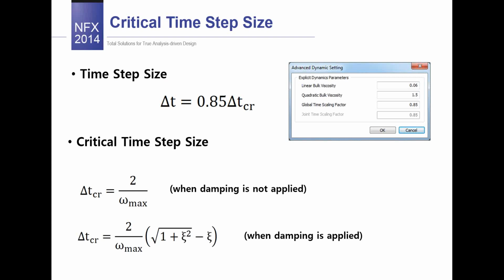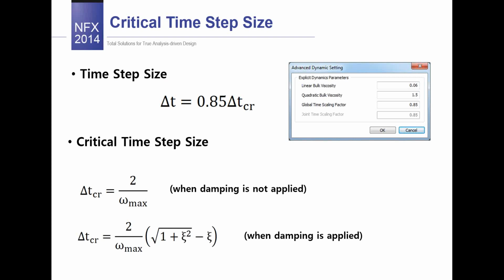So generally it's not possible to determine the stability limit exactly, so some conservative estimates are used instead. And the stability limit has a great effect on reliability and accuracy, so it must be determined consistently and conservatively. So if we take a look at this critical time step size, the stability limit is defined in terms of the highest frequency in the system.